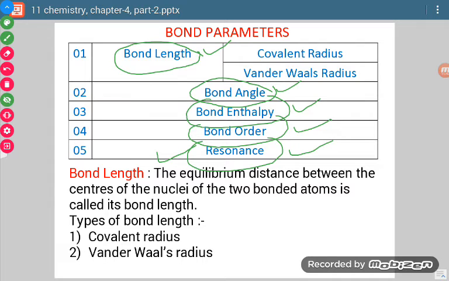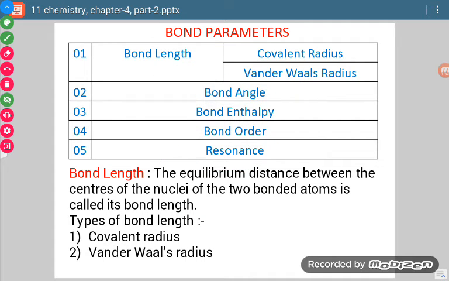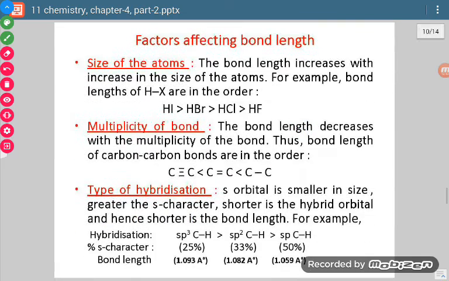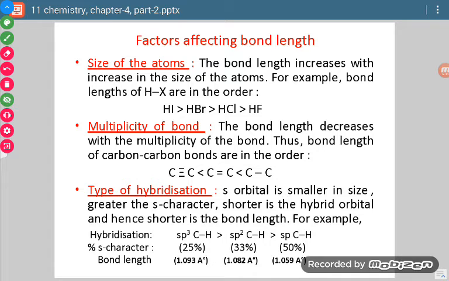Now first of all, bond length. What is bond length? The equilibrium distance between the centers of the nuclei of the two bonded atoms is known as bond length. Now here we will talk about covalent radius and van der Waals radius. Now see how this particular bond length depends on different factors. It is affected by the size of the atom, multiplicity of bond, and type of hybridization. Hybridization is a topic which we will be discussing in this chapter only. It will come after 1 or 2 sessions.